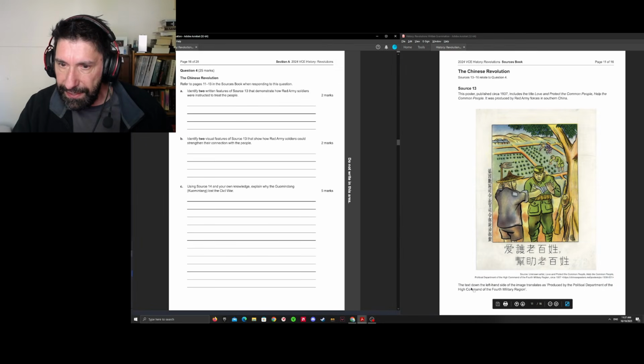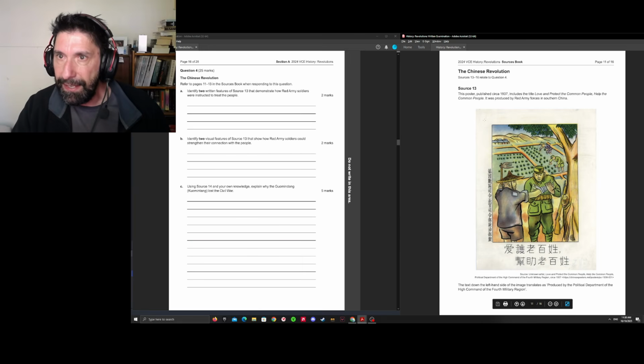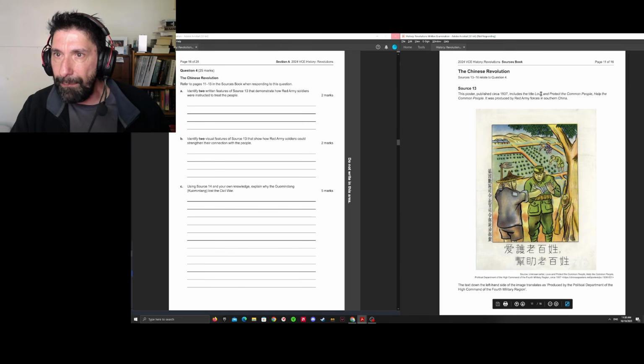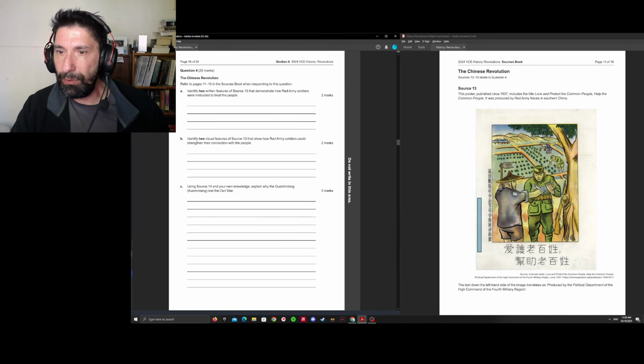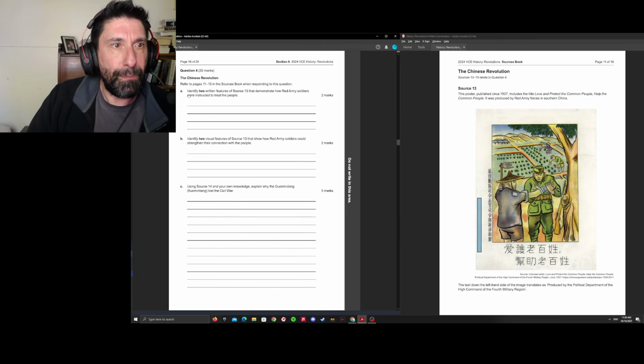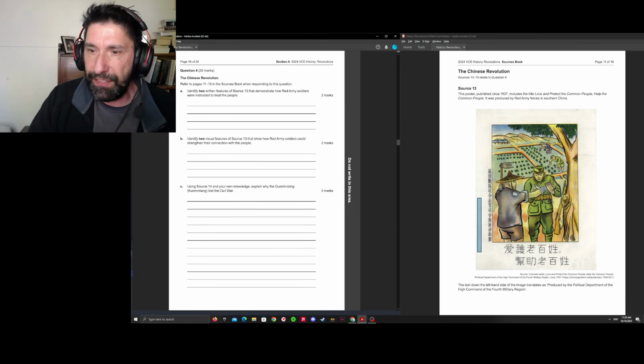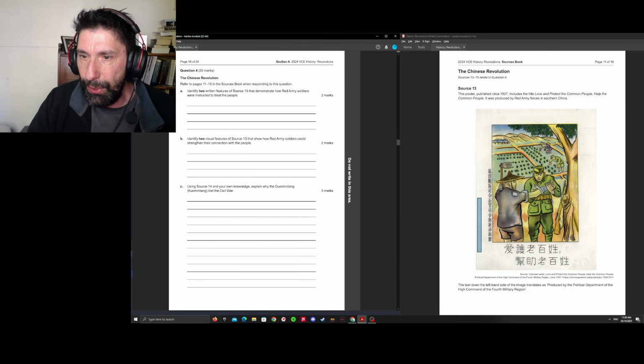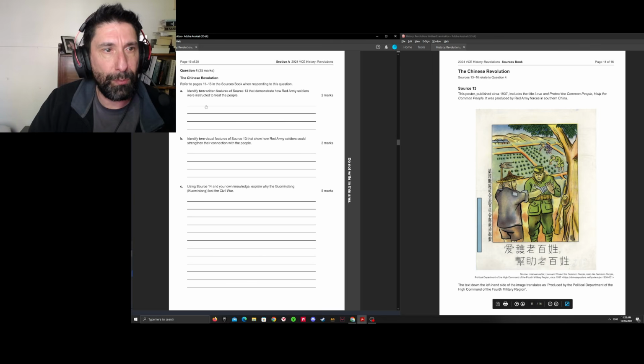And we've got translations here. The text down the left-hand side of the image translates as produced by the political department of the High Command of the 4th Military Region. So that is that text. And then the title, this must be the title here, love and protect the common people. Good. All right. So what we start with, identify 2 written features. So we're going to be referring to these characters here, which we have the translations. So that's what we would have here.